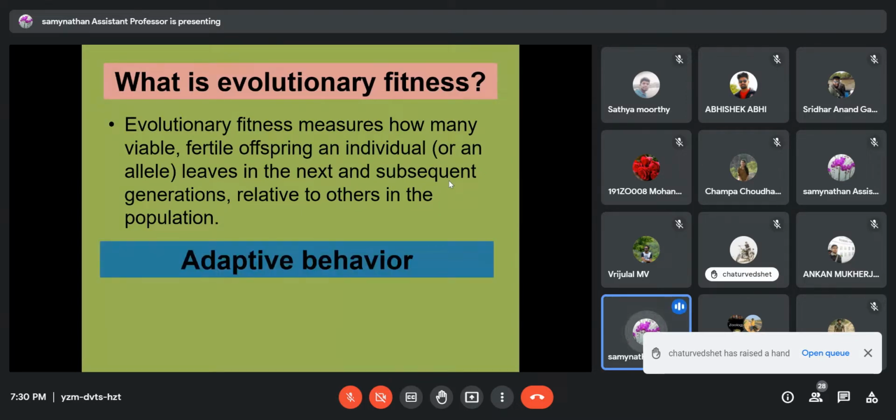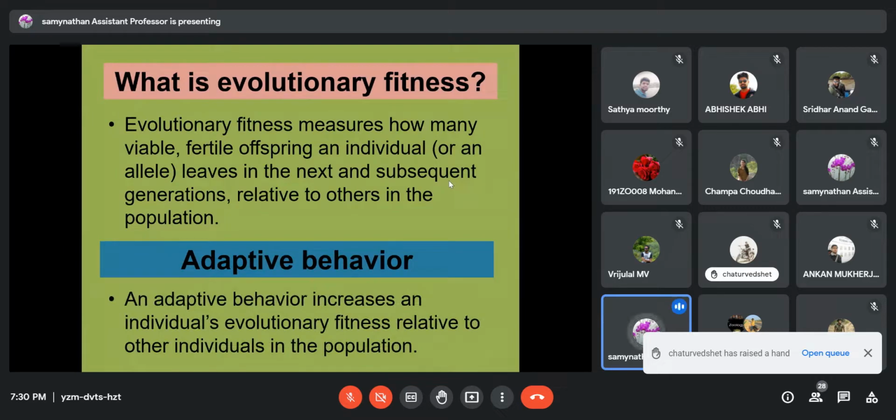Okay, next one, adaptive behavior. Adaptive behavior increases individual evolutionary fitness relative to other individuals in the population.